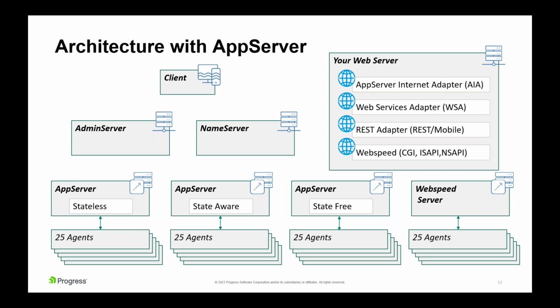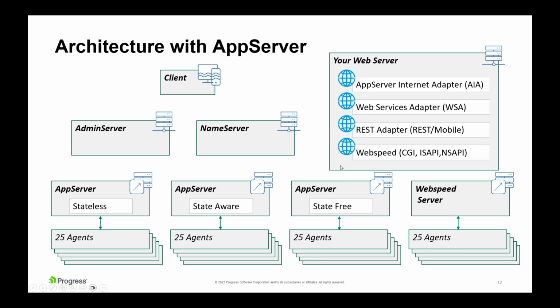Beyond the architecture, here we have a big picture of what was in the classical AppServer. You had different components. For example, the admin server, to manage everything on the backend, and the name server, if you had to use some load balancing features. After that you had different kinds of brokers, depending on the state you were using your application. So you had to define stateless brokers, state-aware brokers, though I guess state-aware was not used too much, or state-free brokers. And also WebSpeed brokers, each time with a number of agents.